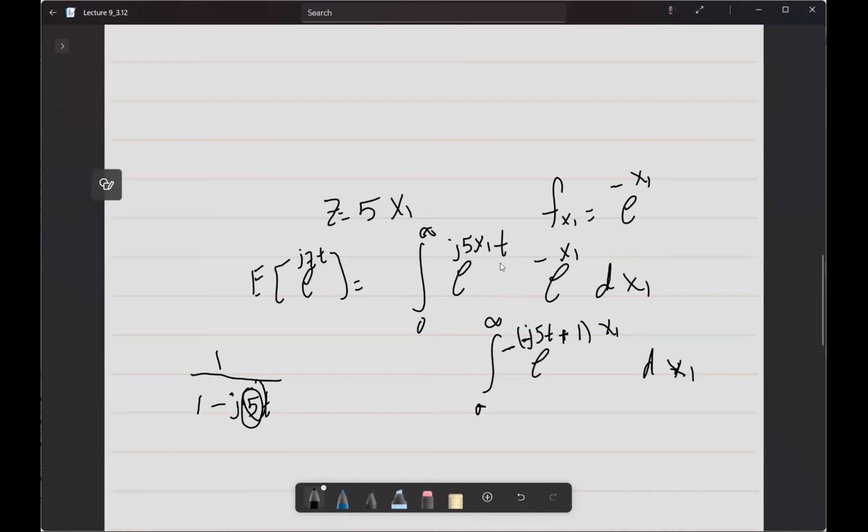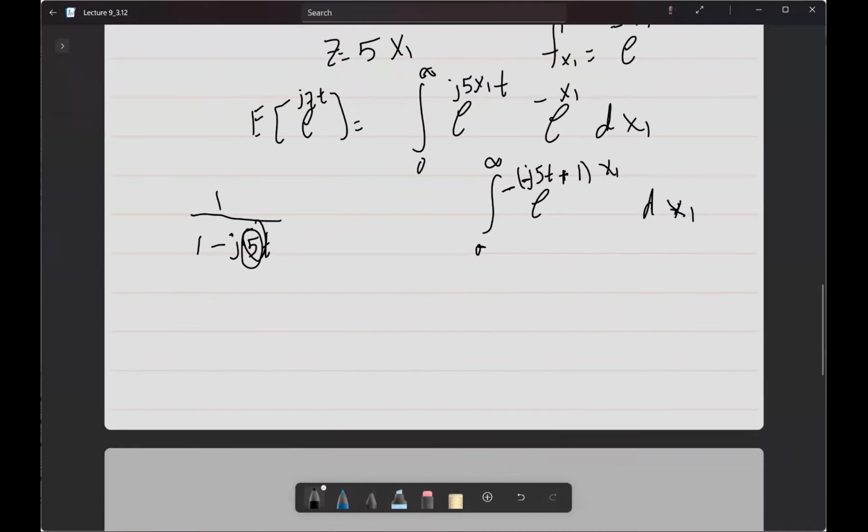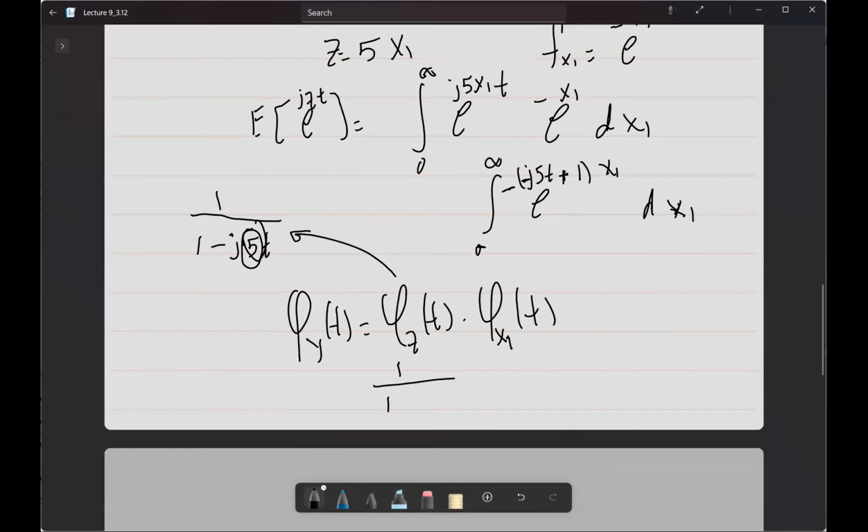And then we want to find y equal to 5x1 plus x2. We know that when we have this summation, the characteristic function will be the multiplication, because the resultant probability density function will be the convolution between those two. The convolution is usually hard to evaluate, but it is easier to use the characteristic function. So phi y of t will be phi z of t multiplied by phi x2 of t. It becomes 1 divided by 1 minus j5t multiplied by e to the minus 2t squared. That's it. So this will be the characteristic function of y.